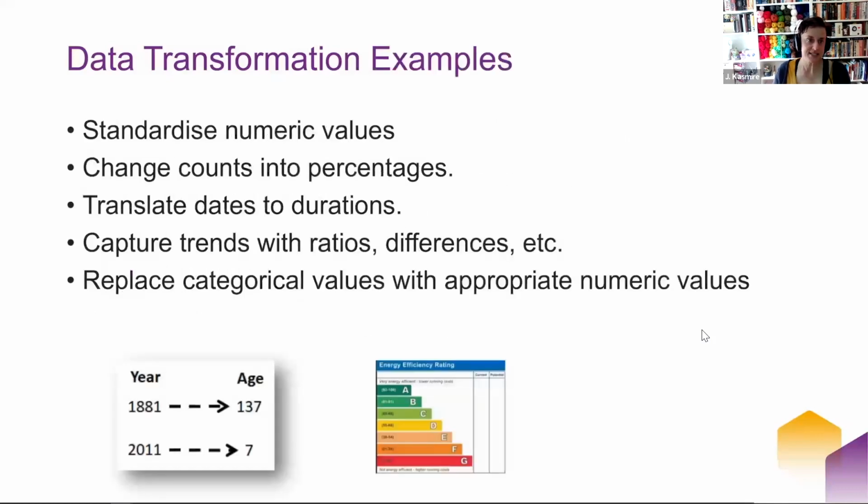So we might standardize numeric values. We might change counts into percentages, dates into durations, capture trends with ratios or differences, or replace categorical variables with appropriate numerical variables. These are all data transformation examples. You're probably familiar with this, but it is worth taking some time to really look at your data and double checking if the way your data is recorded is the most useful way. So year or age, for example, durations, ratios, things like that. Have a think about it.